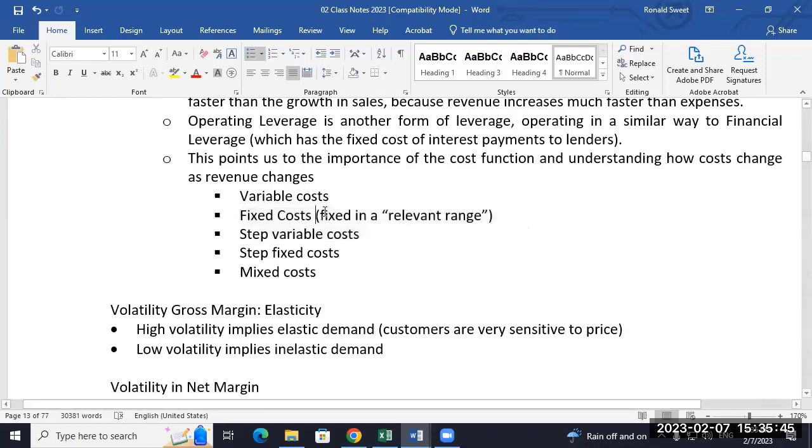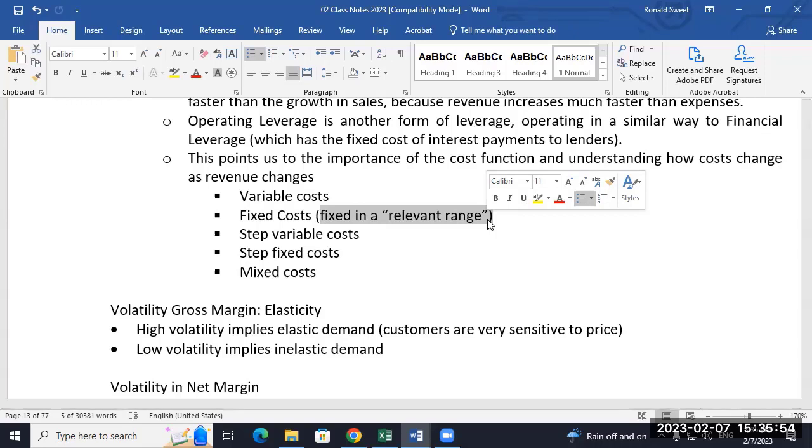Fixed costs tend to be in a relevant range. So sales might grow 10%, you don't have to do anything. They grow 20%, you don't have to do anything. Then they grow 30%, suddenly you got to add a new server, you got to build a new building.